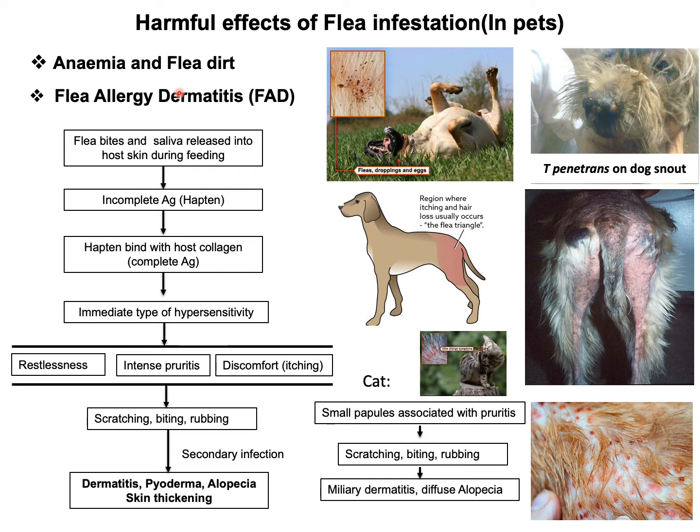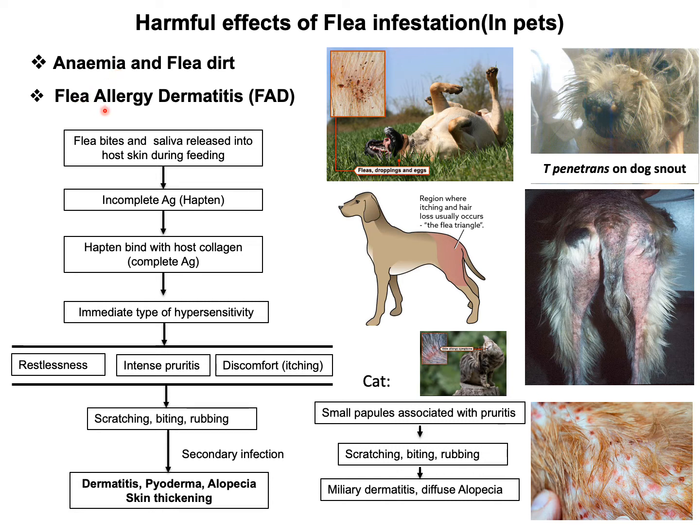So, harmful effects of flea infestation in different pet animals. The first harmful effect, or deleterious effect, is the production of anemia in adults as well as young animals. Anemia may not be very important for adult animals because they can easily compensate. But this is very important for young kittens and puppies. They may not compensate the blood loss through erythropoiesis.